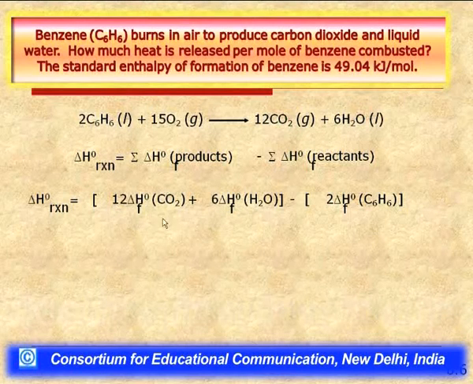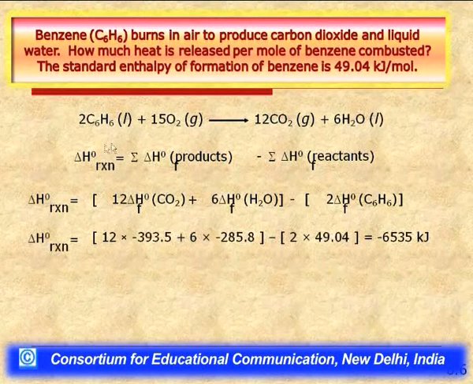As a result, in the standard enthalpy of reaction, we have only 3 terms. One relates to the sum of standard enthalpies of formation of products, from which we subtract 2 times the standard enthalpy of formation of benzene. Now, if we tabulate the data, all these values are in kilojoule per mole.